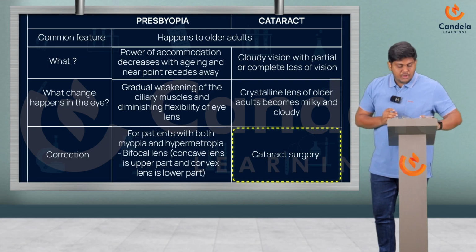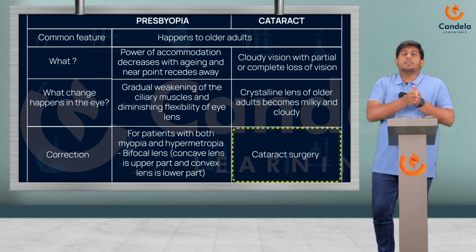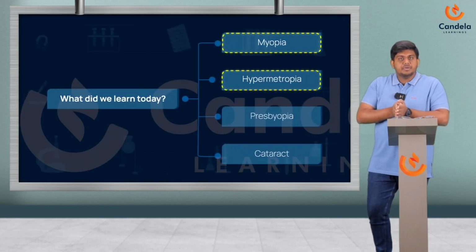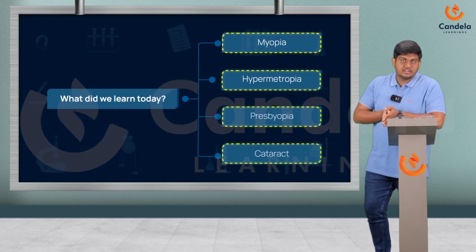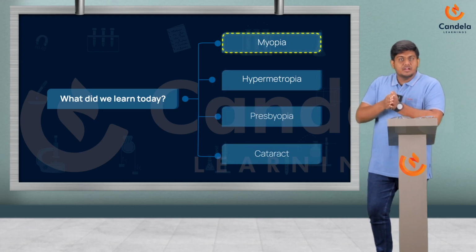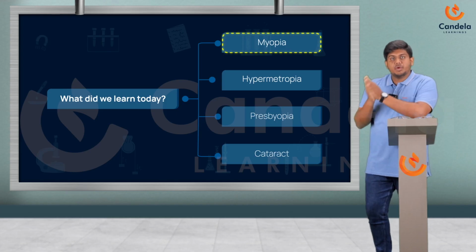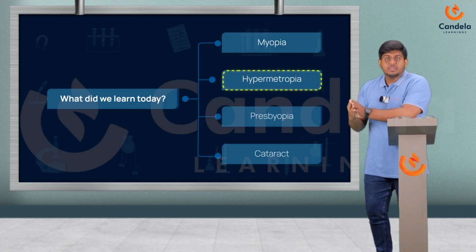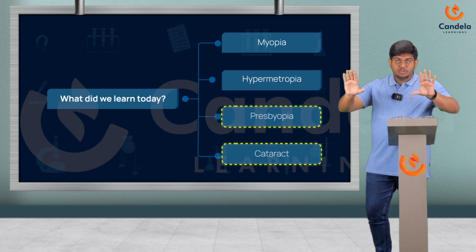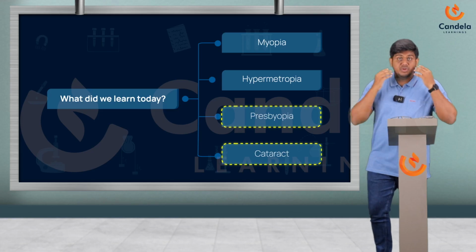So I hope you are clear with the four topics that we learned today. That is myopia, hypermetropia, presbyopia, and cataract. Here's a little tip for you to learn this. Learn myopia, put everything opposite of myopia, and you will get hypermetropia. Presbyopia and cataract, like I showed you in the note here, learn it together so that you will be able to compare and remember it much more easily.